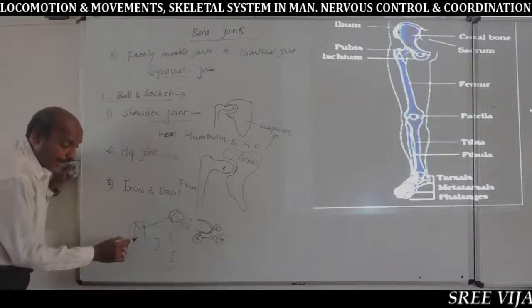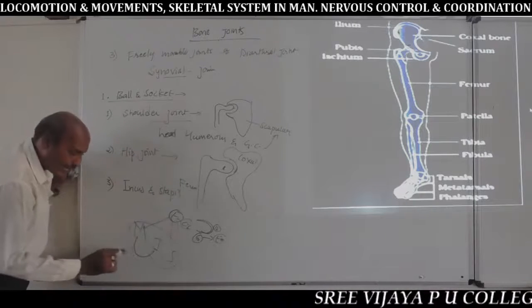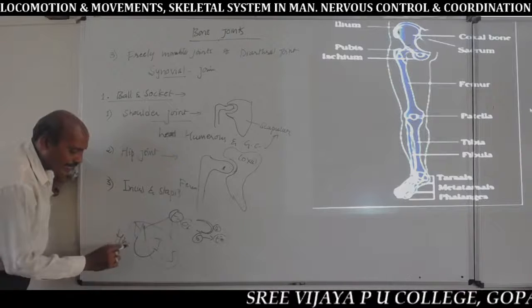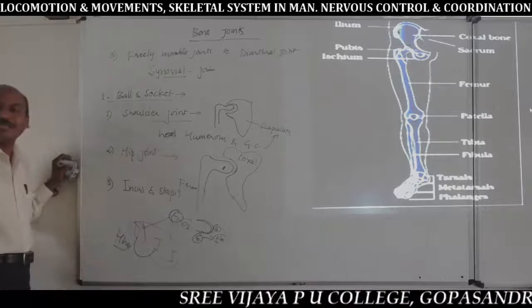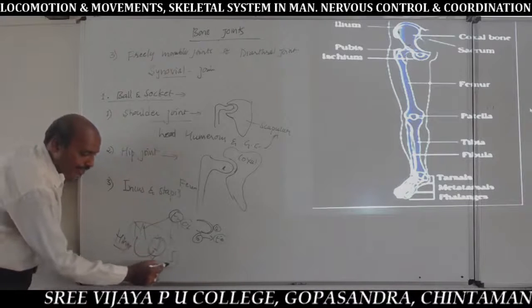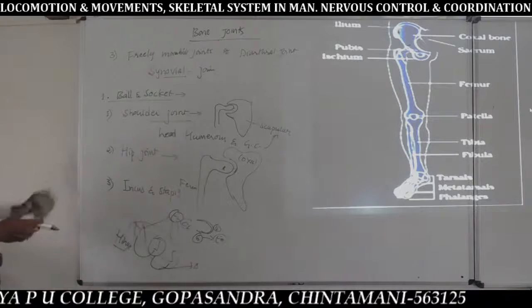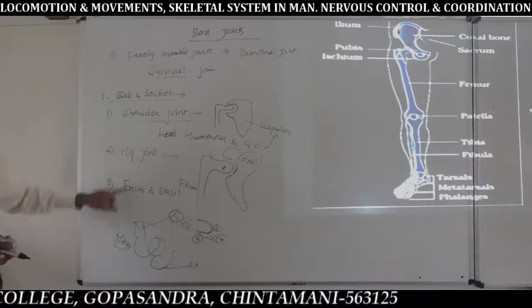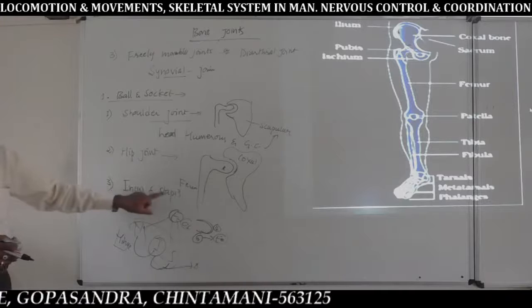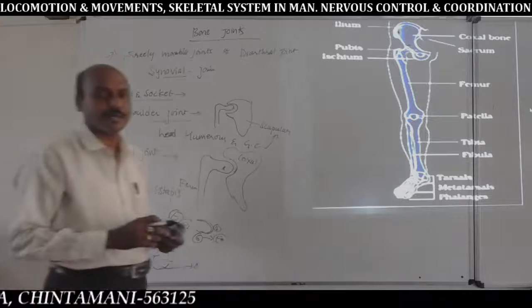See, the joint present between malleus and incus is the hinge joint, H-I-N-G-E, hinge joint. While the joint present between incus and stapes bone is the ball and socket joint. So the third example for ball and socket is the incus and stapes joint. These are the 3 examples of ball and socket joint.